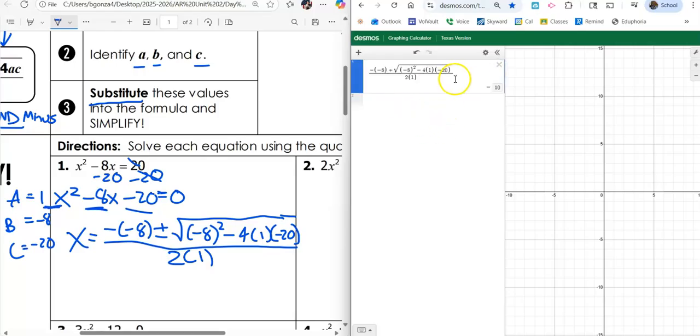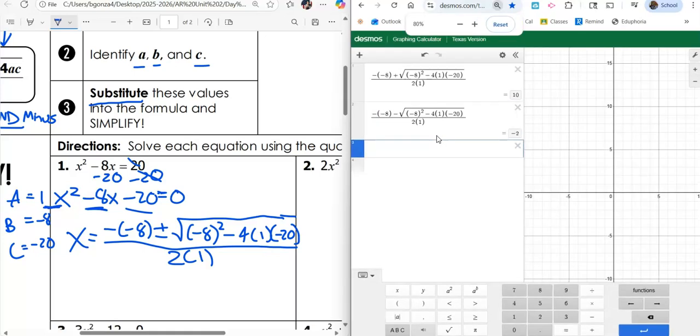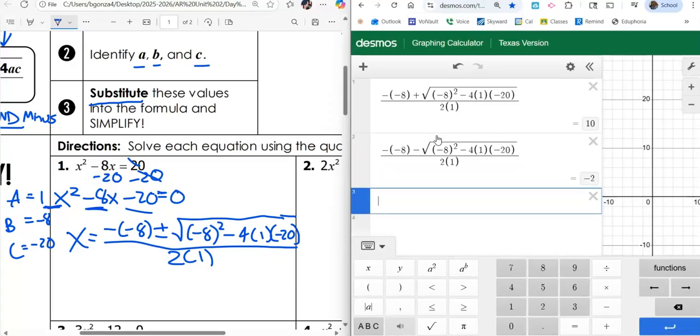All right. Now, here's what you can do. You can copy that, paste it, and then change that plus to a minus. And look at that. You got your two answers. Isn't that great? So does everyone see what to put and how to type it in? All right, so check it out. My answers are -2 and +10.